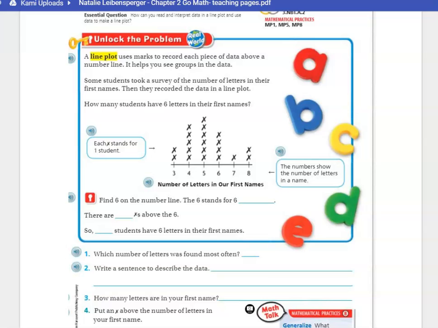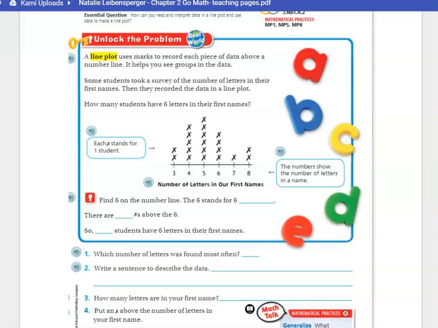Some students took a survey of the number of letters in their first names. Then they recorded the data in a line plot. How many students have 6 letters in their first names? So let's first take a look at what we have on our line plot. It looks a little different.